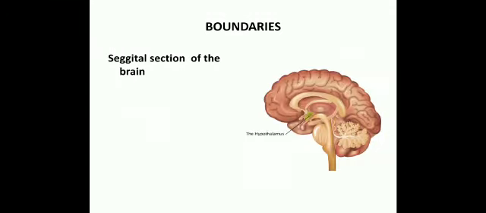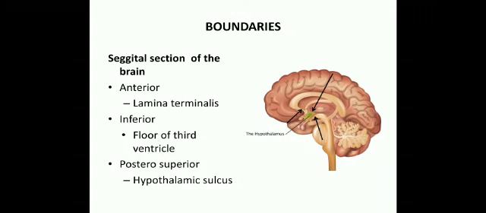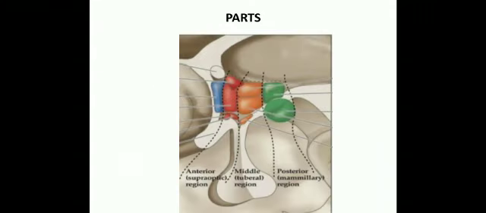As seen in the sagittal section of the brain, it is bounded anteriorly by the lamina terminalis, inferiorly by the floor of the third ventricle, and posterior-superiorly by the hypothalamic sulcus. The arrow is showing the hypothalamic sulcus between the thalamus and the hypothalamus.